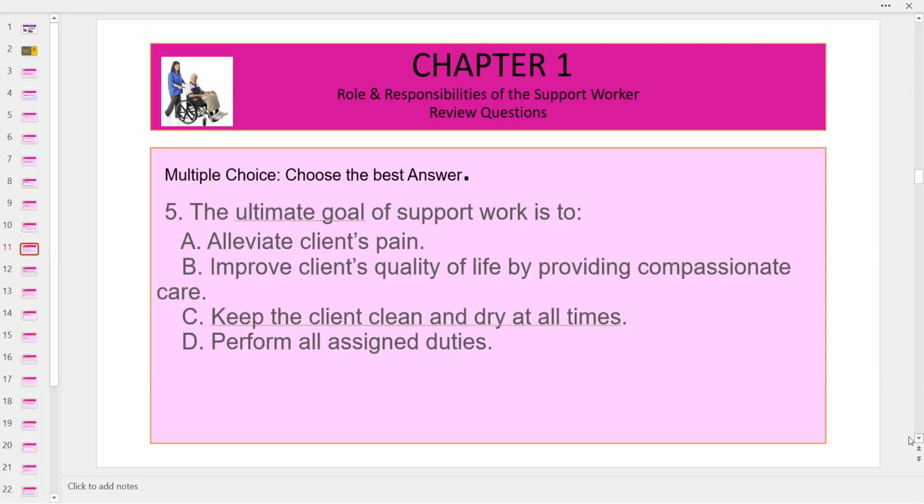Question number 5, multiple choice, choose the best answer. The ultimate goal of support work is to A. Alleviate clients' pain. B. Improve clients' quality of life by providing compassionate care. C. Keeping the client clean and dry at all times. And D. Perform all assigned duties.